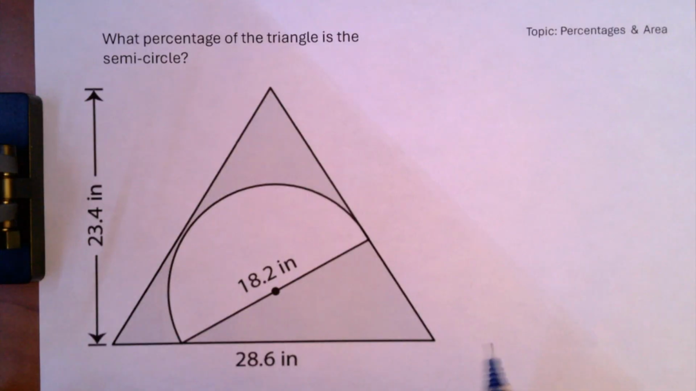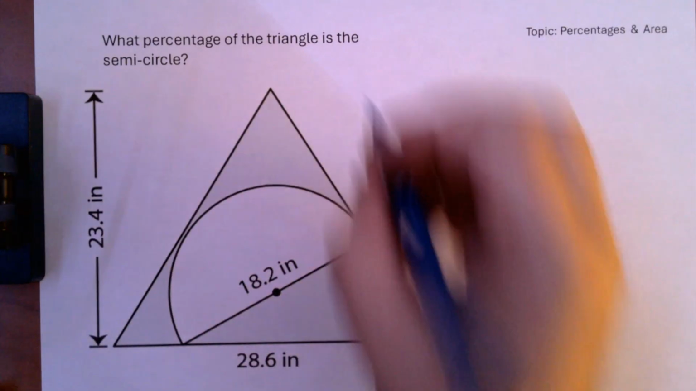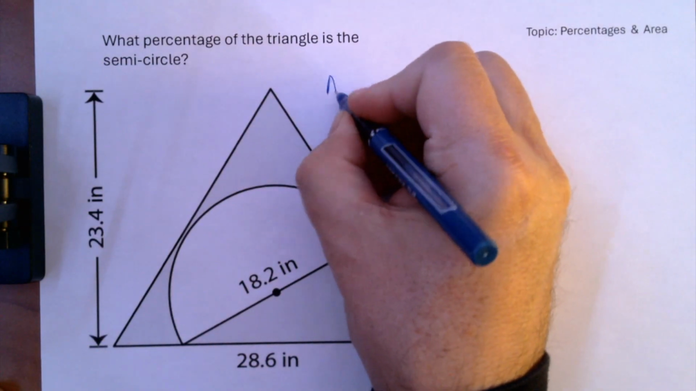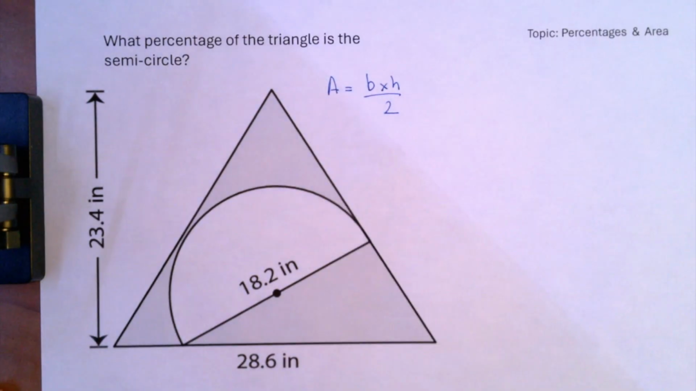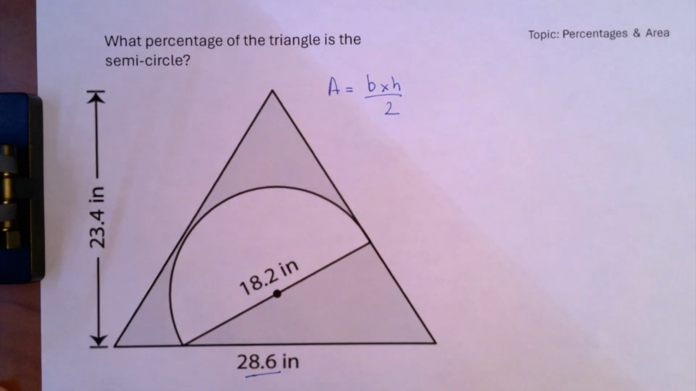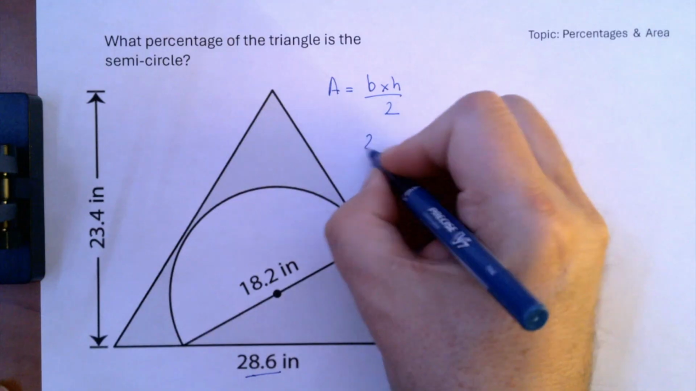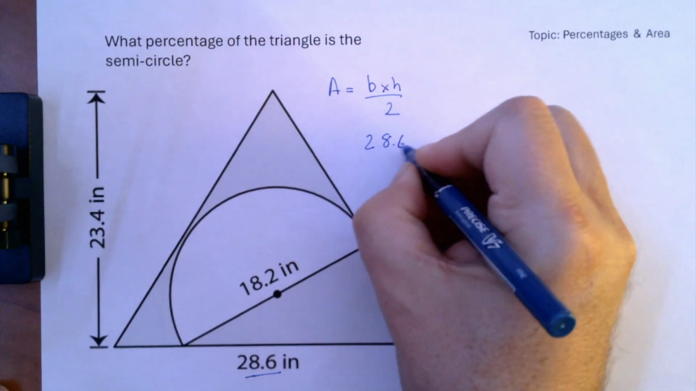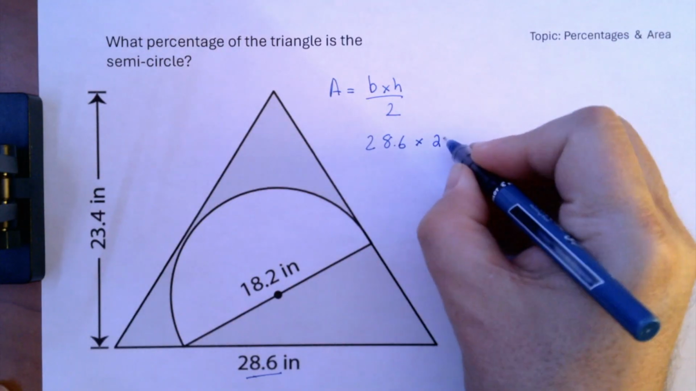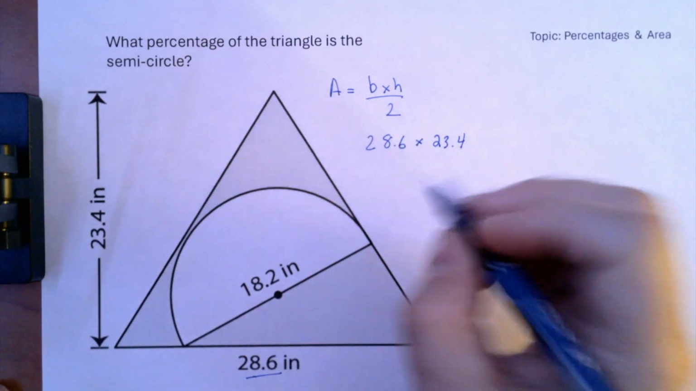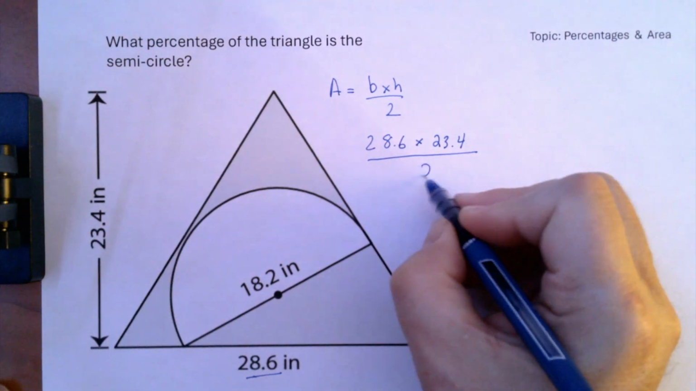The first thing I'm going to do is find the area of the triangle. We know to get the area of a triangle, area equals base times height divided by 2. I know the base of the triangle is 28.6, and the height of the triangle is 23.4. I'm going to take that product and divide it by 2.